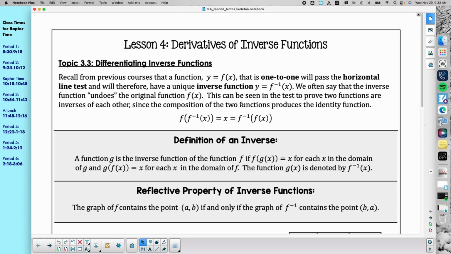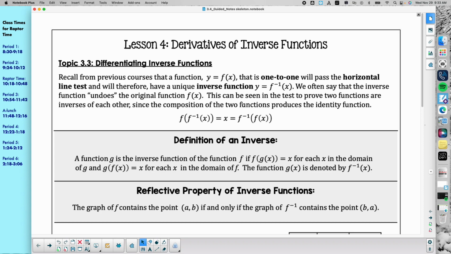One of these topics is derivatives of inverse functions. And you'll probably hate it. It's not that it's crazy difficult. You're going to hate it because you have to slow down your thinking to do it.